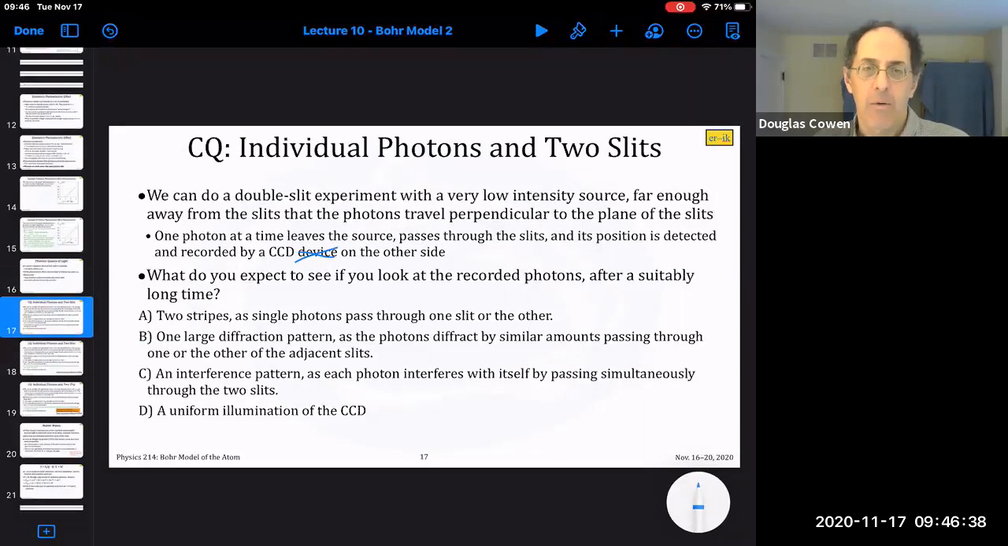And so what we're going to do is run this experiment where one photon at a time leaves the source and goes through the slits, and then its position is going to be detected and recorded by this charge coupled device on the other side. So the question that I have for you is, what's that going to look like? There's a poll there for you to answer that question. What do you expect the recorded photon pattern to look like after a long enough time?